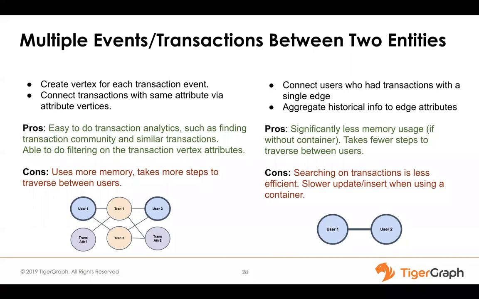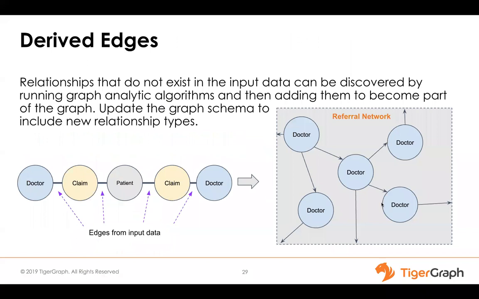So we usually make the decision based on your specific use case. If you want to do more transaction analytics, you choose the method on the left. If you want to directly locate the receivers of a sender, then you just choose the schema on the right. It's case by case.